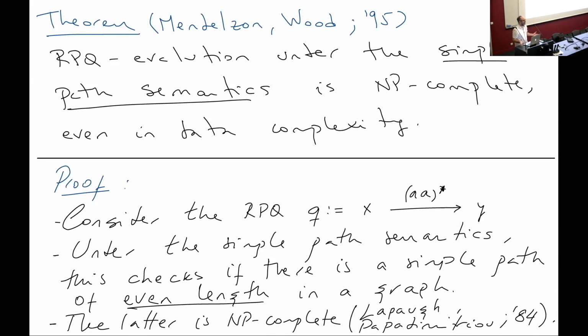Now, if you want to check whether there exists a simple path from S to T in a graph, that's trivial because it's equivalent to checking whether there exists a path, right? But to check whether there exists a simple path of even length is much more difficult because nothing tells you that if you have a simple path between 2 nodes, you will have one of even length, and you will have to look for it over an exponential number of potential paths. And this problem is NP-complete.